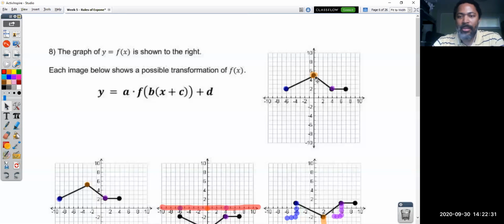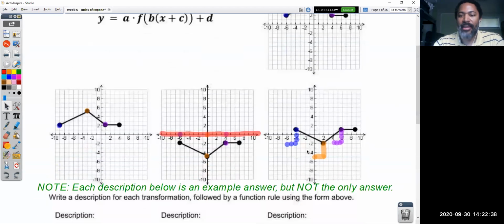So here I am at (0, 5). I'm going to move right 2 to (2, 5). Then I'm going to reflect. That would put me at (2, -5). And then if I move up 3, I'm at (2, -2). Okay, so I could have done the right translation first and then the reflection.